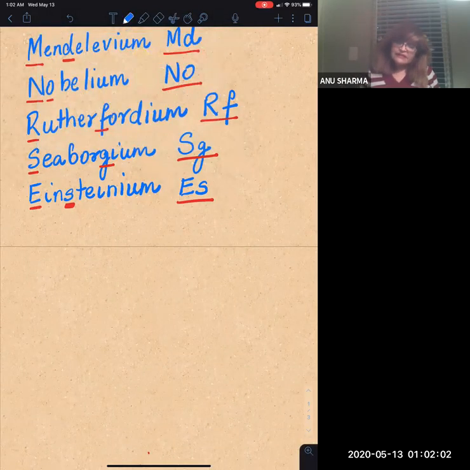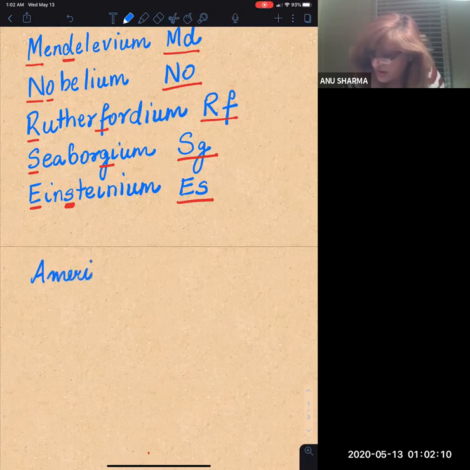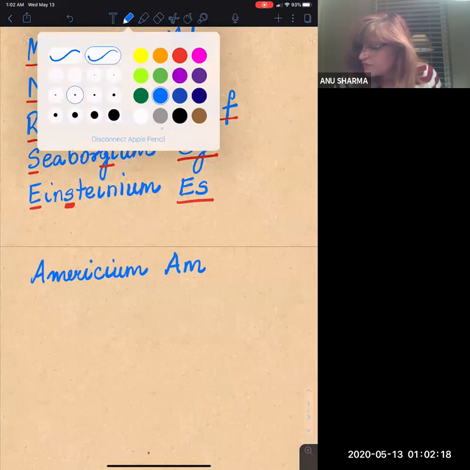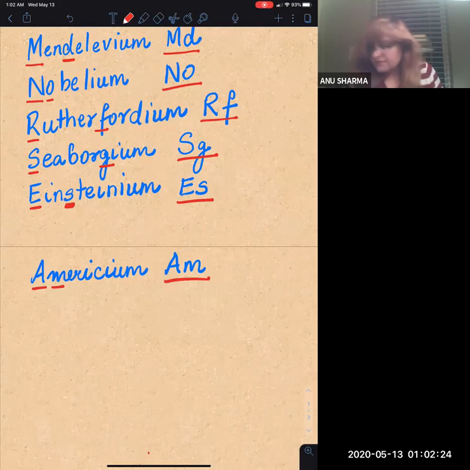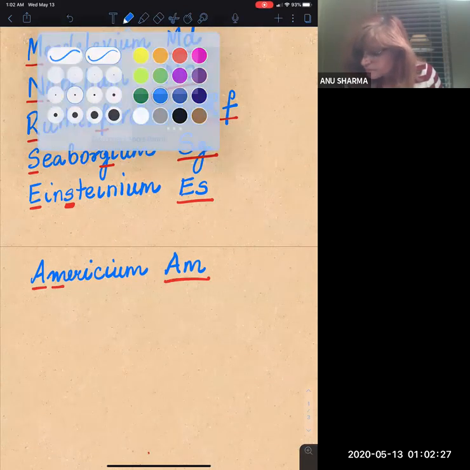Okay, next, let's look at some of the places. Some of the interesting places: Americium. The symbol would be AM, so we are looking at the first two letters. Okay, Americium.